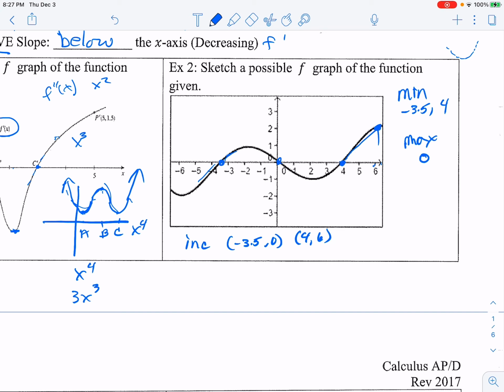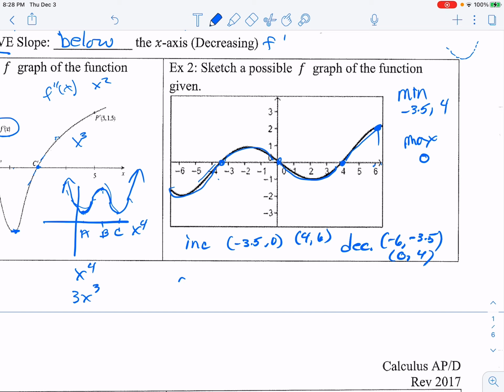Because this is positive, your derivative is positive. It's above the x-axis. Here it's below the x-axis. Below the x-axis, it means your derivative is negative. All right? So it's decreasing from negative 6 to negative 3.5, and from 0 to 4.